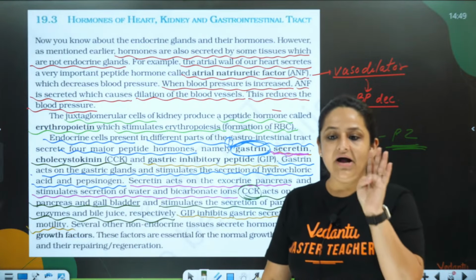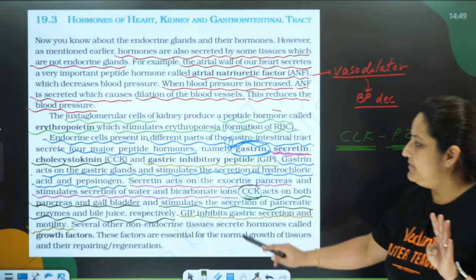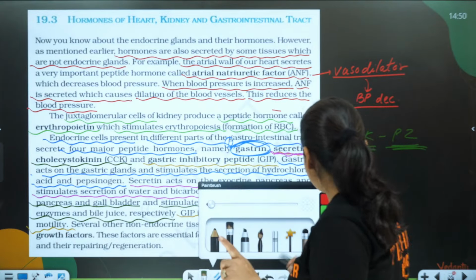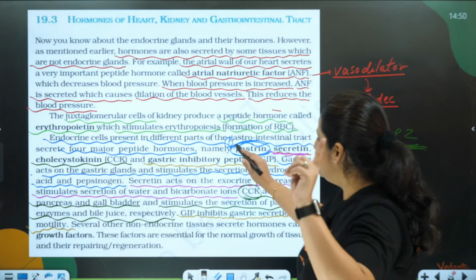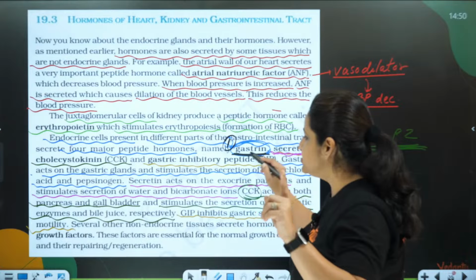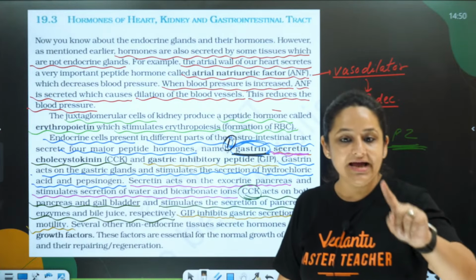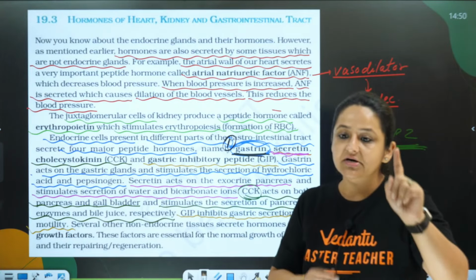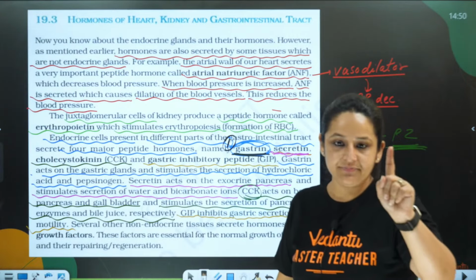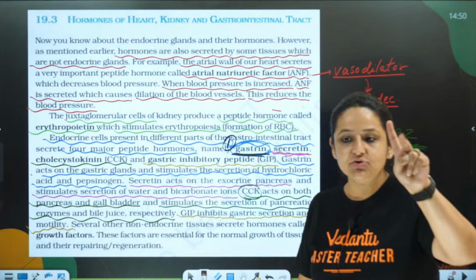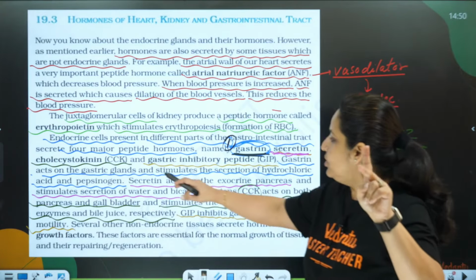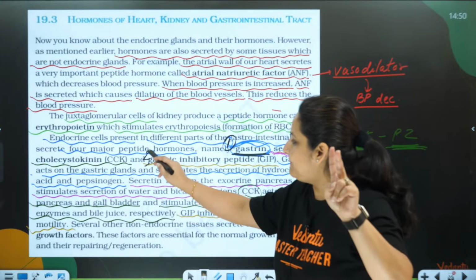Clear? So under the digestive system, there are these 4 hormones. Again, for your revision, number 1, gastrin hormone. What is gastrin doing? It is going to act on the gastric glands, and it is going to cause the release of hydrochloric acid and pepsinogen. Opposite to this, there is another hormone called gastric inhibitory peptide.